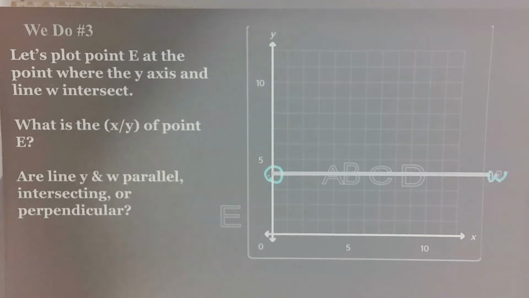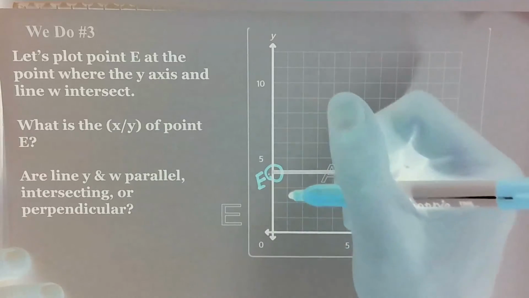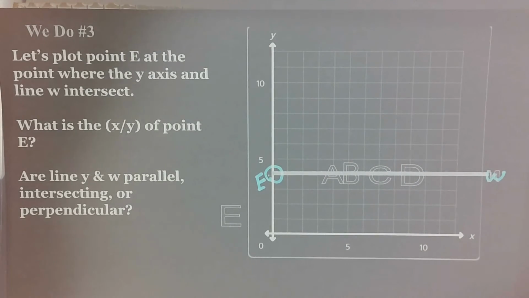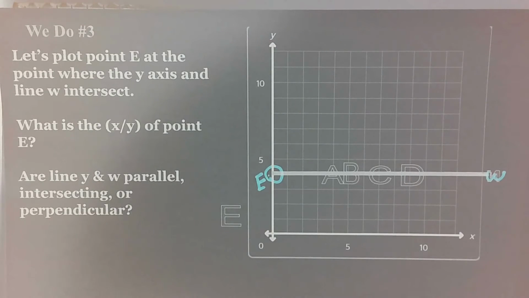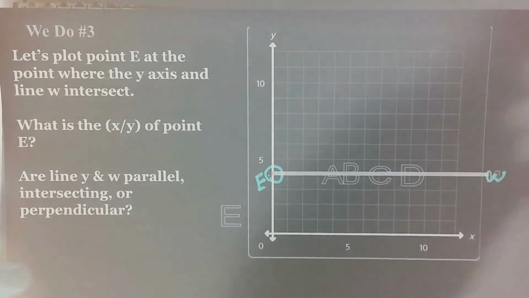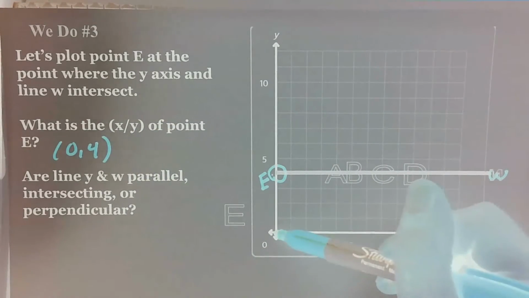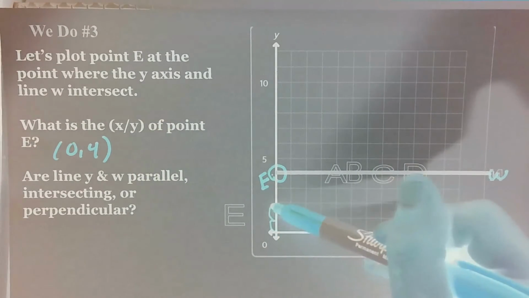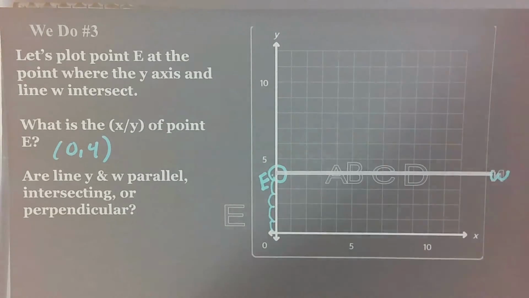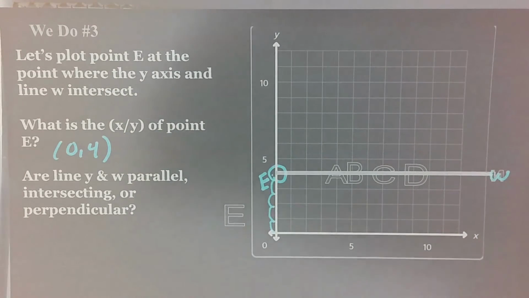Teachers, let's pause here and pick a stick. What are the coordinates for our newly labeled point E, where the y-axis and line W intersect? The coordinates will be 0, 4. You have a crawl of 0 because you're not crawling at all. You don't have to take any steps forward. And then you're climbing 1, 2, 3, 4, which has a y value of 4, just like all the other points in our line.